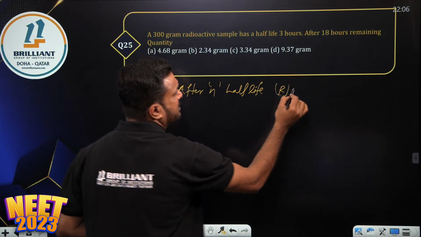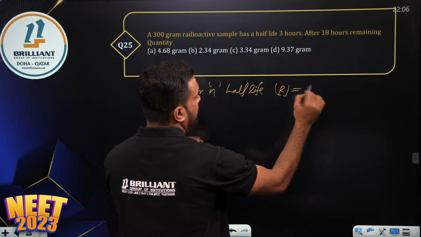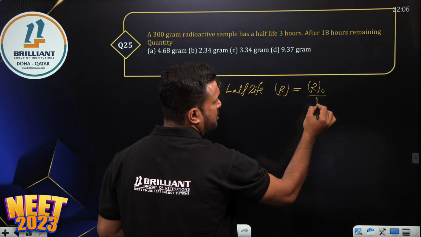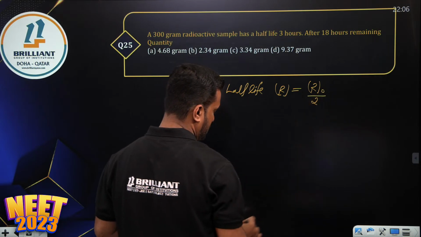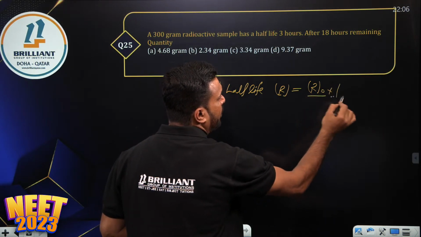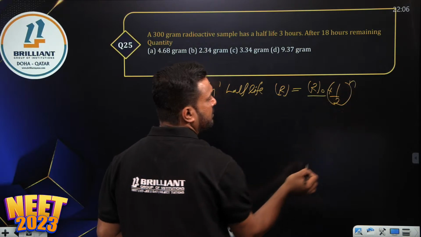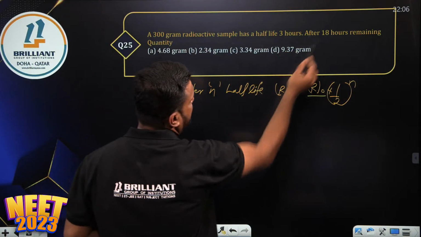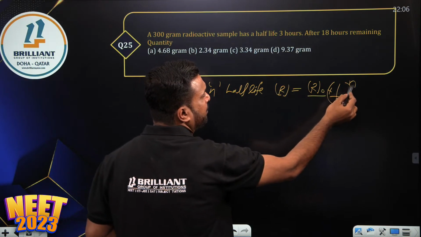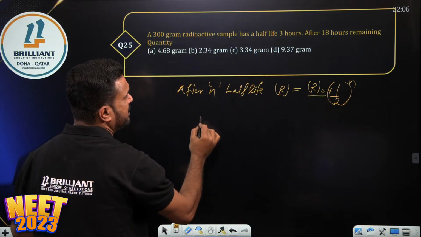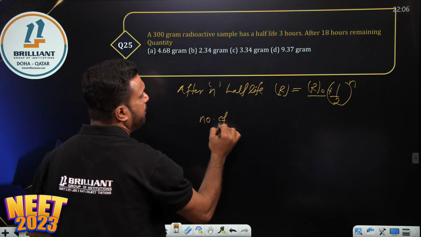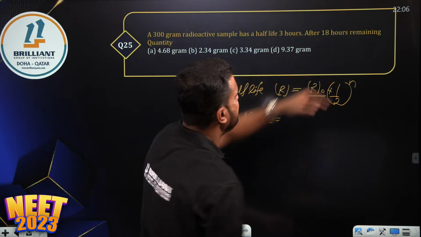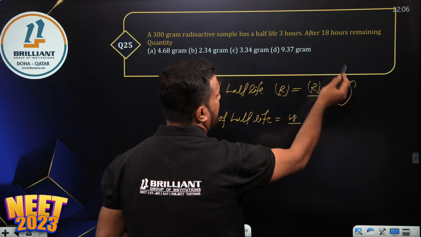always keep in mind, the final concentration R is equal to the initial concentration into 1 by 2 whole raised to n. Here we need to find out n, the number of half-lives. So first you find out the number of half-lives. The number of half-lives is equal to the total time, which is given as 18, divided by the half-life.